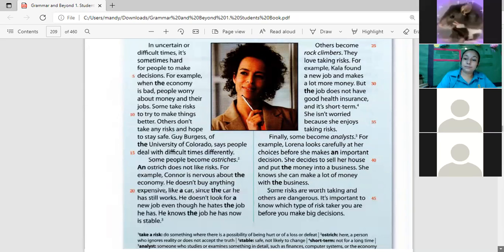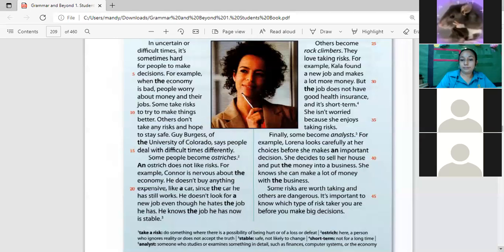Finally, some become analysts. For example, Ronald looks carefully at her choice before she makes an important decision. She decides to sell her house and put the money into a business. She can make a lot of money with the business. Some risks are worth taking and others are dangerous. It's important to know which type of risk taker you are before you make big decisions.